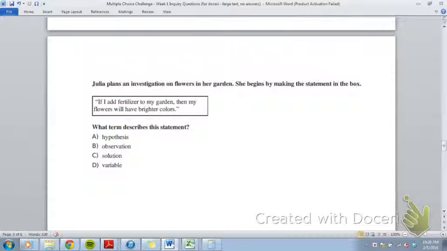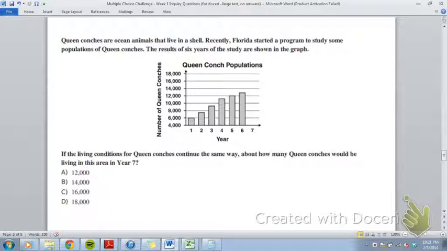Oops. All right. Next one. Read this one, and you are predicting based on that graph. Okay, so this one is basic graph reading skills. We see that each year the number of conches goes up just a little bit, and we want to predict how much will be in year 7.